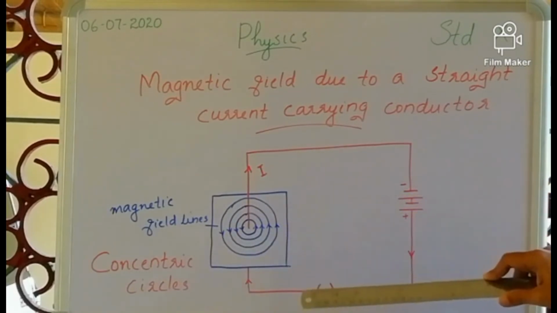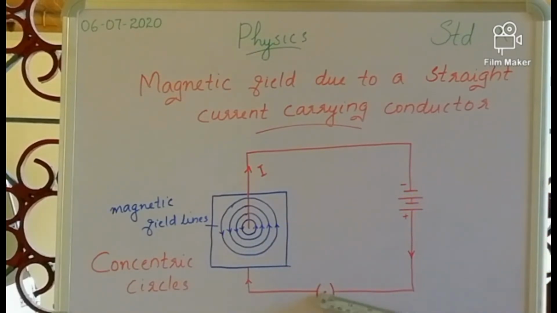Okay, then when we put the key here, what will happen? The current flows in this direction.